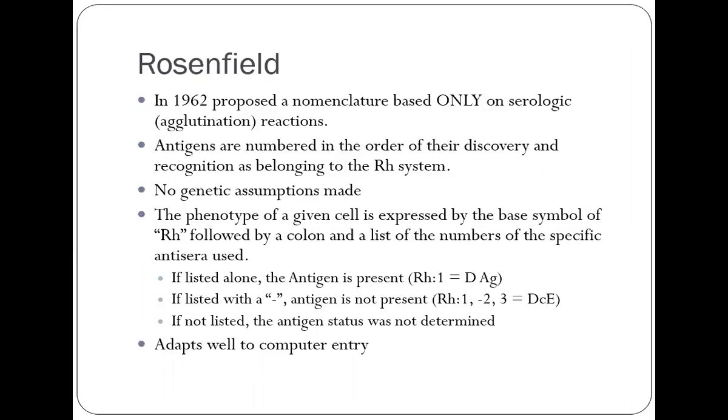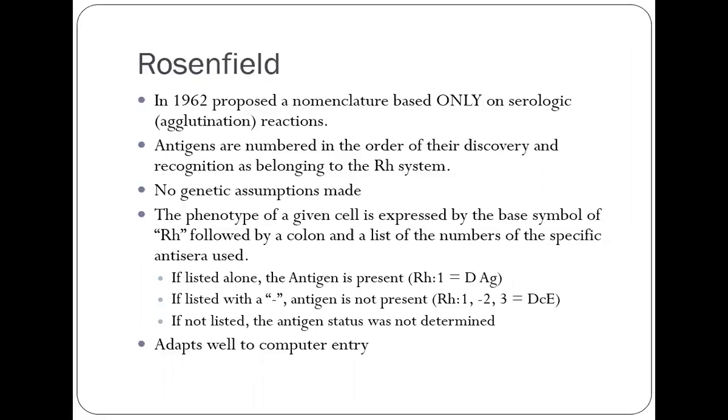So antigens are numbered in the order of their discovery and recognition as belonging to the Rh system. Again, there are no genetic assumptions made. The phenotype of a given cell is expressed by the base symbol of the Rh, followed by a colon, and then a list of numbers that will represent the specific antigens. And if it's listed alone, that means that the antigen is present.